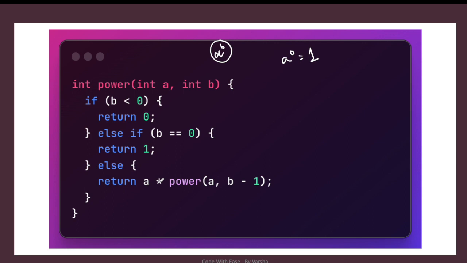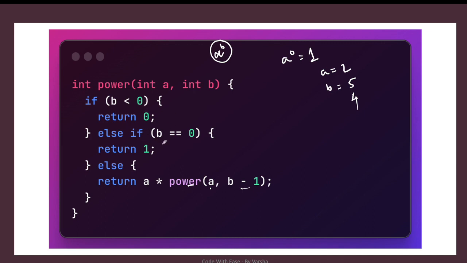Next, otherwise return a times power of a, comma, b minus 1. This is a recursive function that is going on, so the value of b is reduced. Let's say I have a equal to 2 and b equal to 5. The value of b is initially 5. Then after this call, the value of b becomes 4. Then again the call happens.